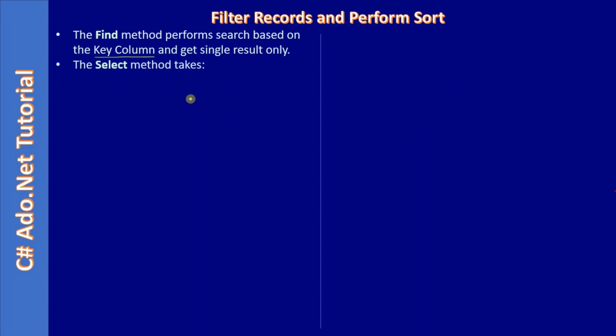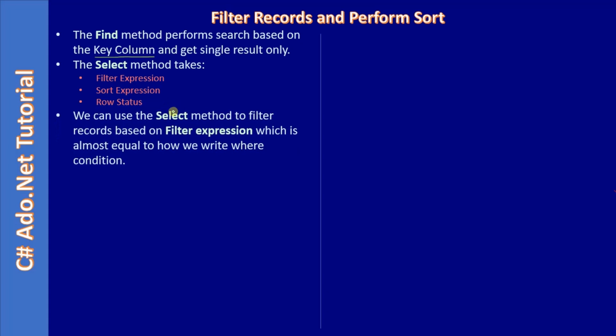So we can also use the select method to filter the records. Here, if you look at the select method, it takes a filter expression, sort expression, and row status. In this video, we will explore filter as well as sort expression. Row status we will explore in the next coming video. We can use the select method to filter records based on filter expression. We will also learn about filter expression in this video.